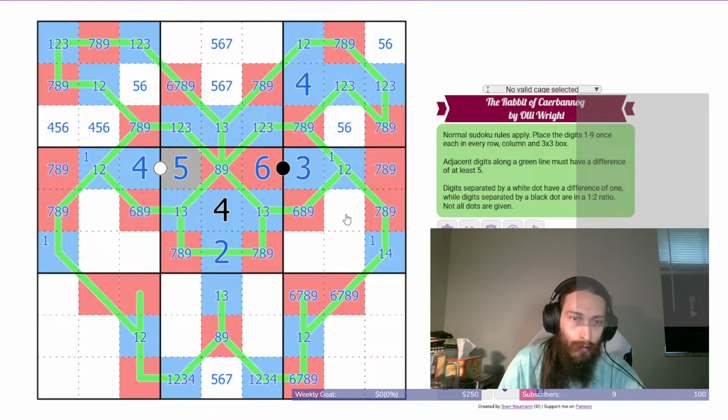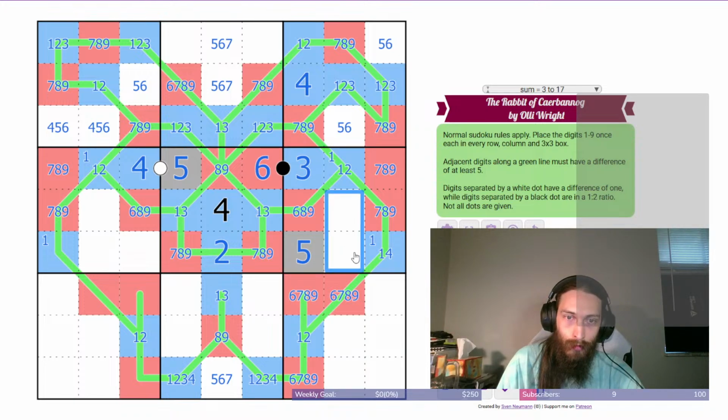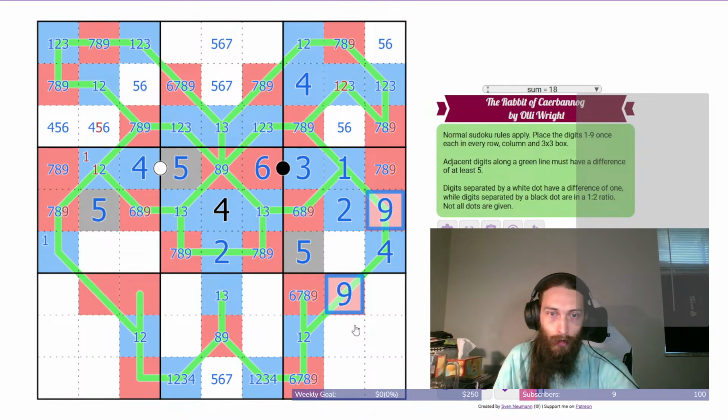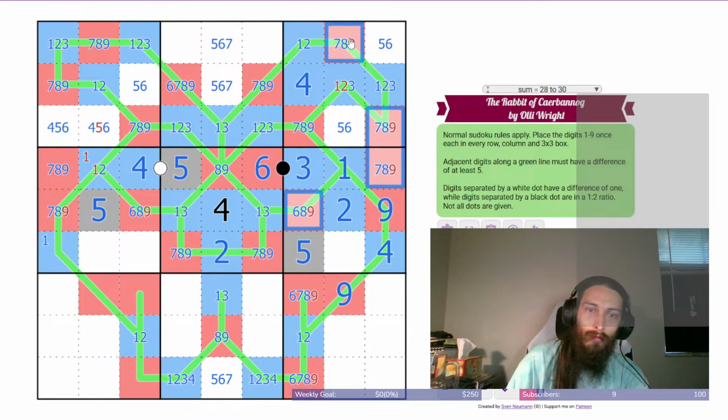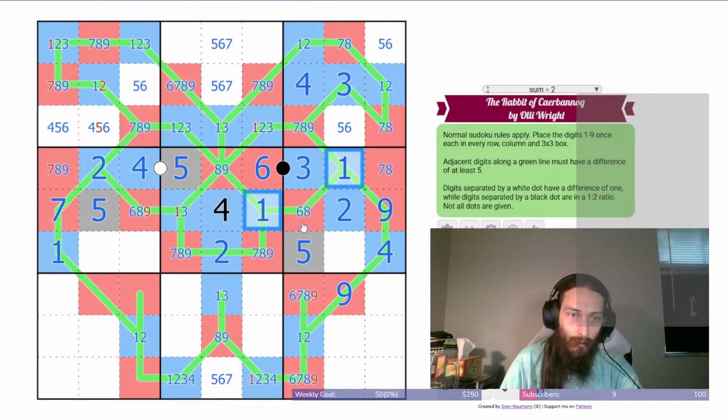Column 7 needs a 5. The blue pair. Row 5 needs a 5. Go there. So this is a 2. Places a 1, a 4, and a pair of 9s. Ends up being 3, 2. Means that's a 1, because this has to be the 7, because this one pairs with that one, because this had to be a 6. This is an 8.